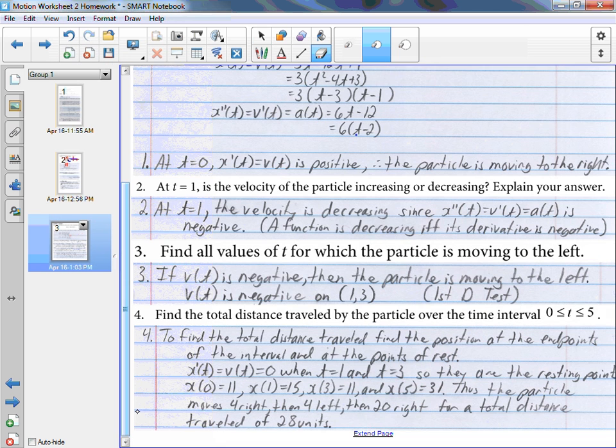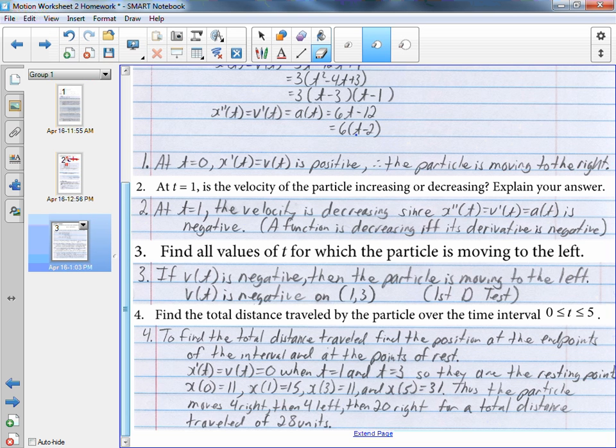Number 4. Find the total distance traveled by the particle over the time interval from 0 to 5. So we could do it the same way we did yesterday. To find the total distance traveled, find the position at the endpoints of the intervals at which the particle is at rest. So we started at 0. We know that we have critical numbers where the velocity equals 0 at 1 and at 3. Okay? So those are the resting points.